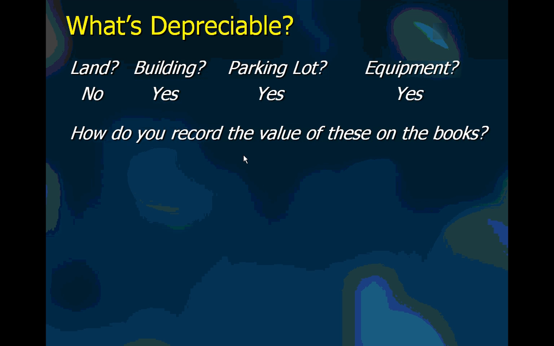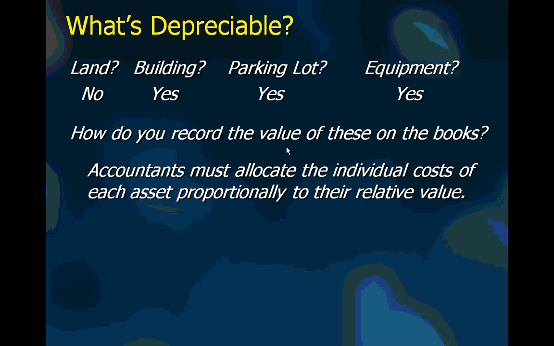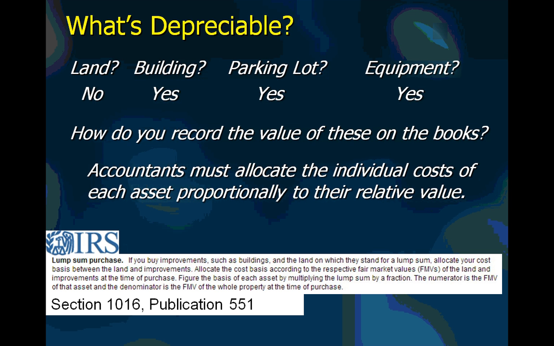Okay. So first of all, how to record the value of these on the books? Well, we have to allocate the individual costs proportionally to their relative value. How do we do that? Well, IRS says that we have to figure out the basis of each asset by multiplying the lump sum purchase by a fraction. Well, how do we get that fraction? We have to take the FMV, the fair market value, and that is usually given to you in the problem. But typically in the real world, that is given through an appraisal or some other valuation method. Okay, so you can see the IRS section there, but this is how it's done. So let's do an example.